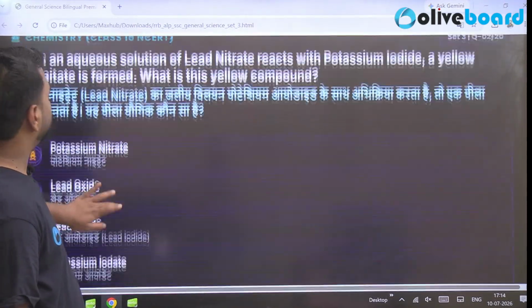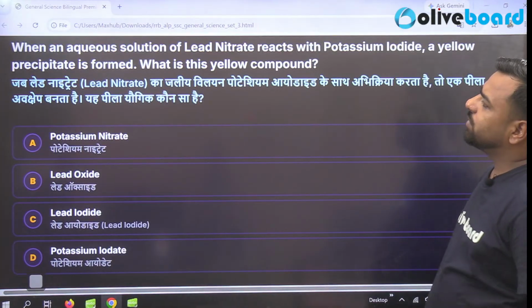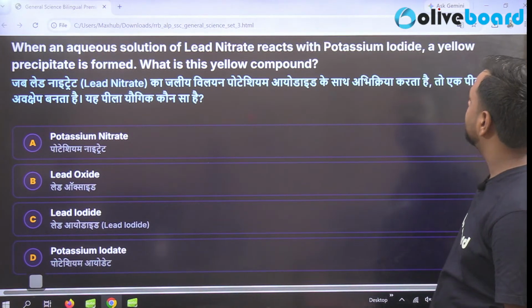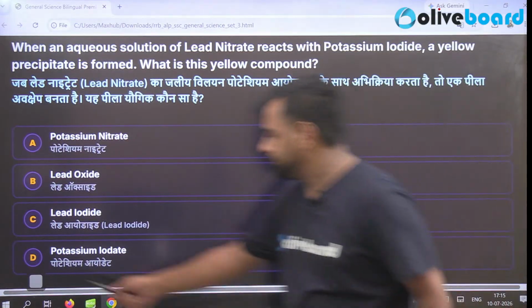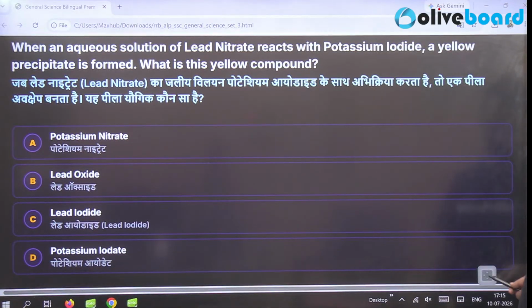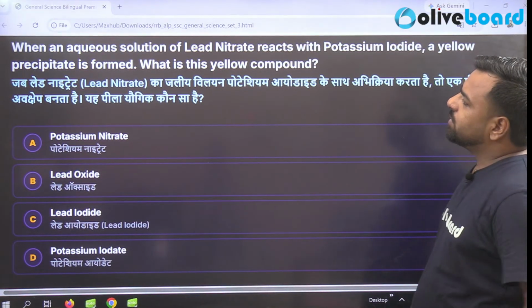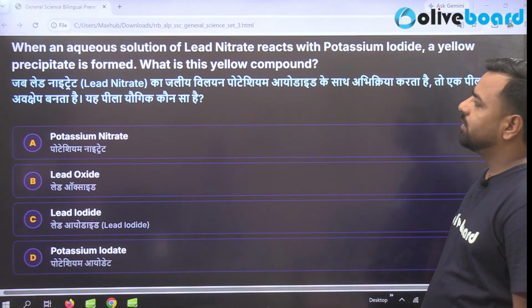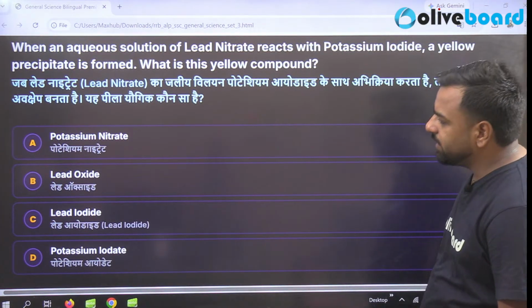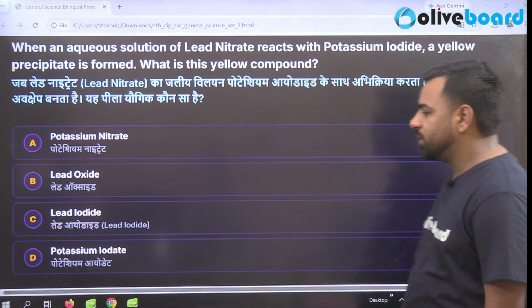Next question is from chemistry, and the question is: when an aqueous solution of lead nitrate reacts with potassium iodide, a yellow precipitate is formed. What is that yellow compound? So what do you think guys should be the correct answer? When an aqueous solution of lead nitrate reacts with potassium iodide, a yellow precipitate is formed. What is this yellow compound? Is it potassium nitrate? Is it lead oxide? Is it lead iodide? Or is it potassium iodate?